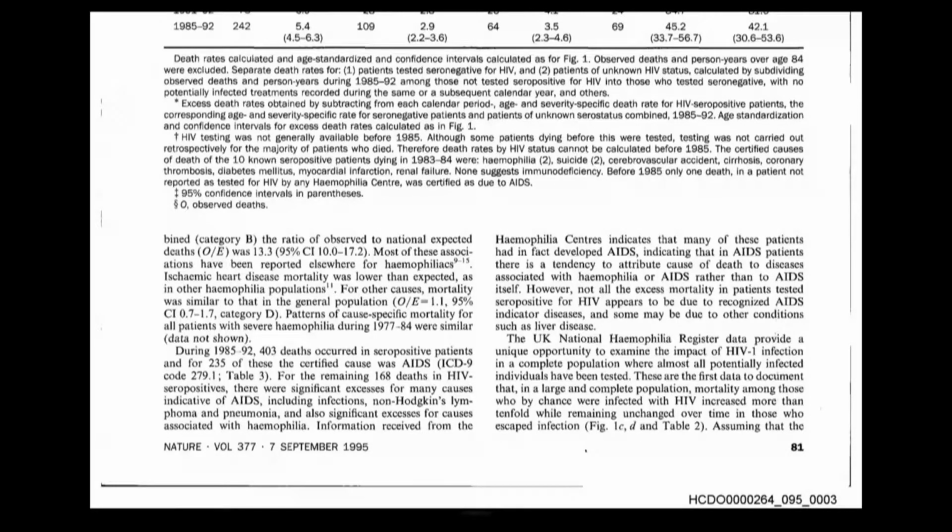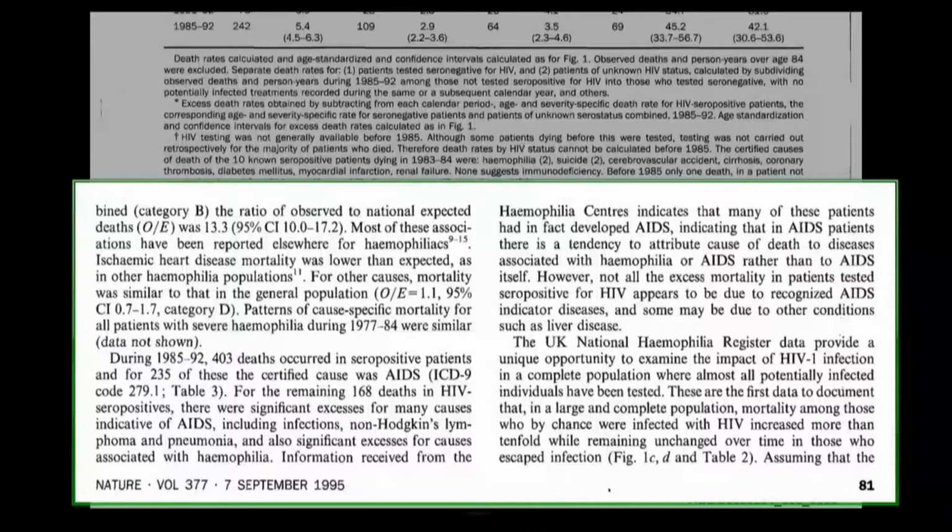We can see, picking it up in the last paragraph on the left-hand column, that this was an analysis of deaths between 1985 and 1992. And it says, during 1985 to 92, 403 deaths occurred in seropositive patients, and for 235 of these, the certified cause was AIDS. So pausing there, that would have been the cause given on the death certificate, would it?